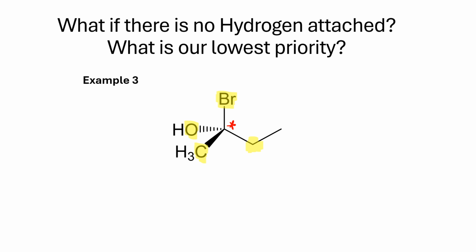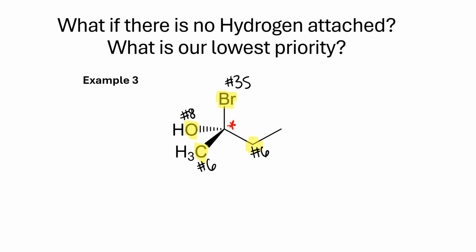We'll do it in the same way that we've always done it, where we say, okay, bromine, the atomic number of bromine is 35. The atomic number of oxygen is 8. The atomic number of carbon is 6. The atomic number of this carbon is 6. And none of those being our hydrogen, right? But we need to figure out which carbon, this carbon over here or this carbon over here, is going to be our lowest.